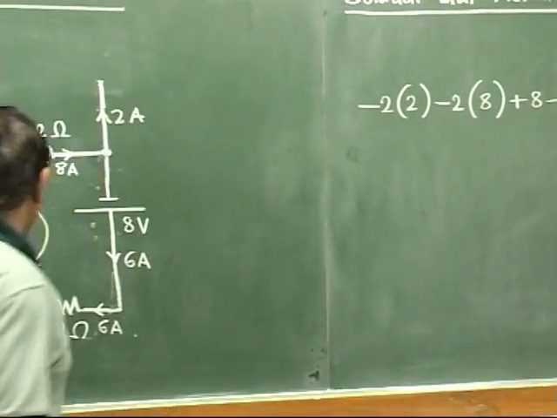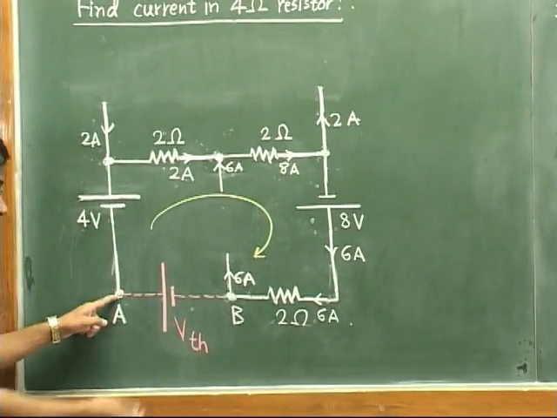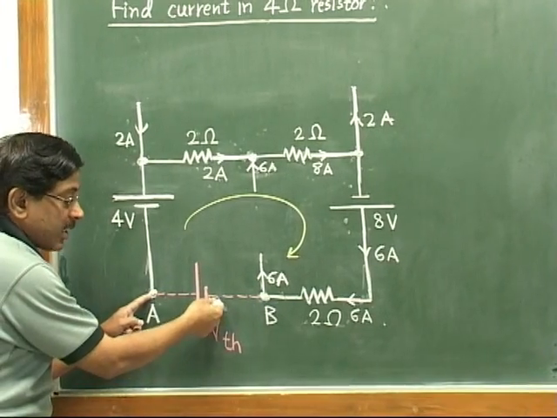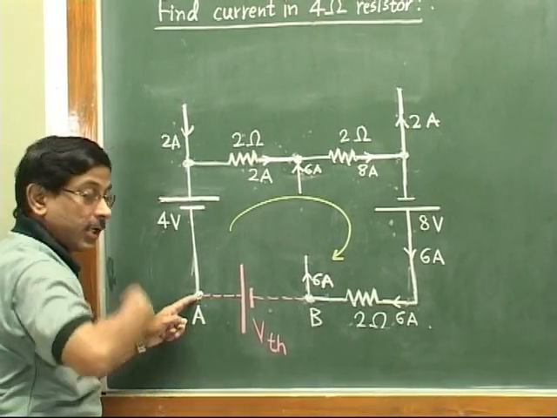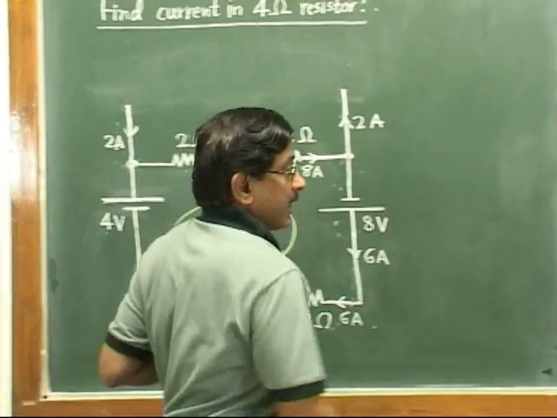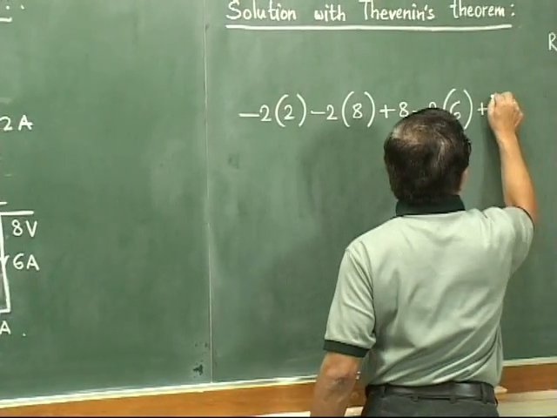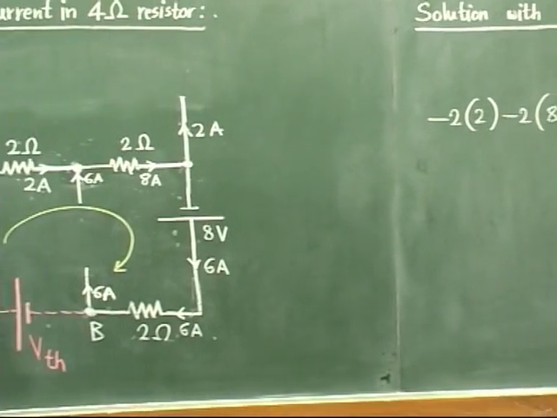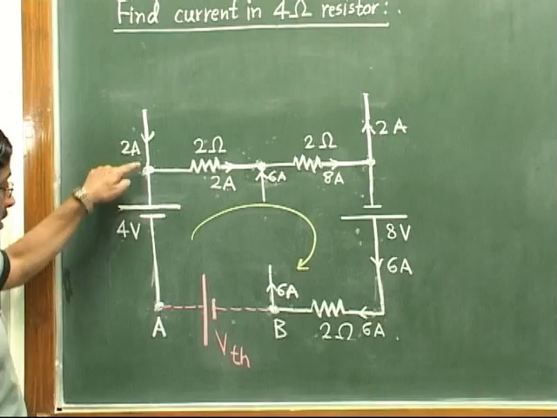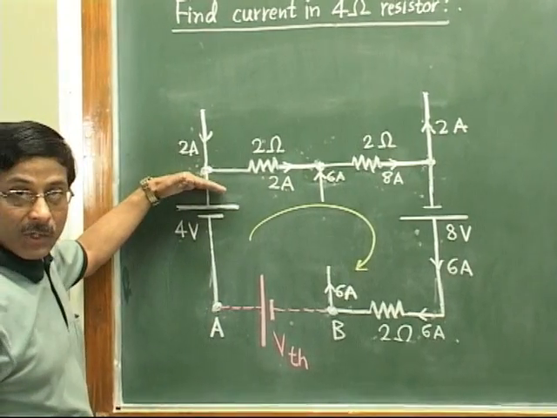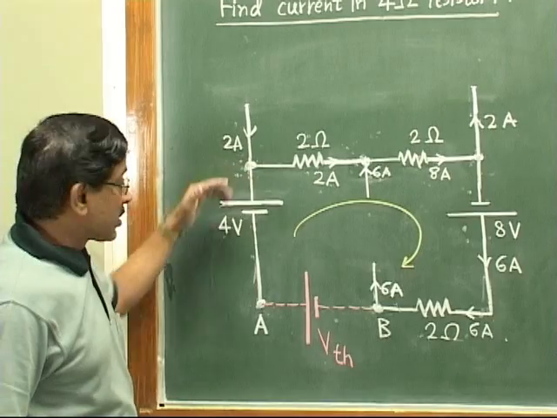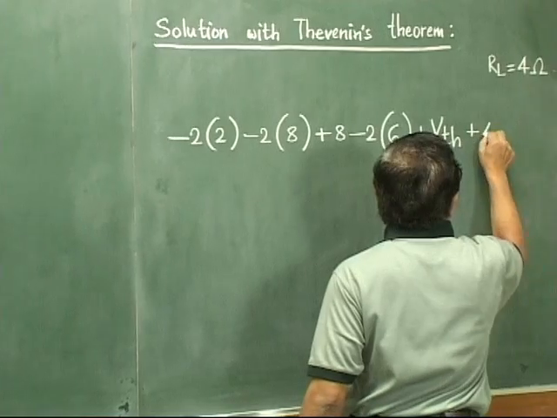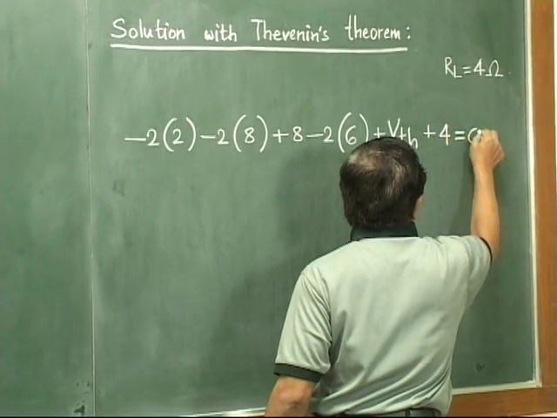Then this to this left, again a drop, resistance 2 ohm, current 6 ampere, minus 2 times 6. We have reached point B, and now towards the left we go along VTH. We are jumping from negative plate to positive, so voltage rise, so plus VTH. And then from point A to the starting point, again jumping from negative to positive plate, so lower to higher potential, so plus 4. Now we have traversed the entire loop. We will say all this equals 0.